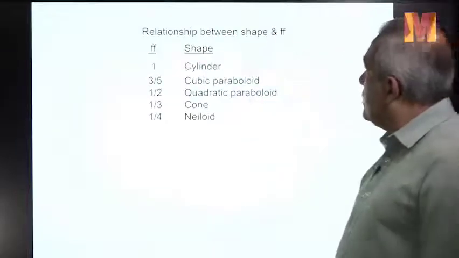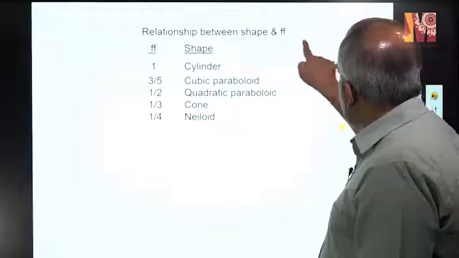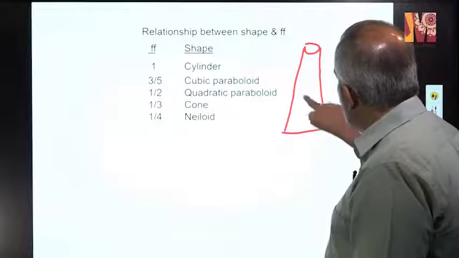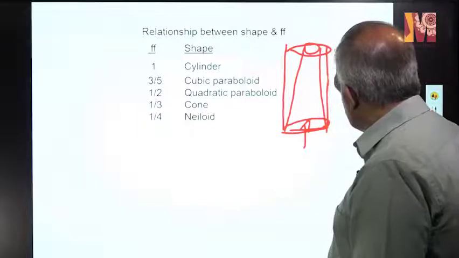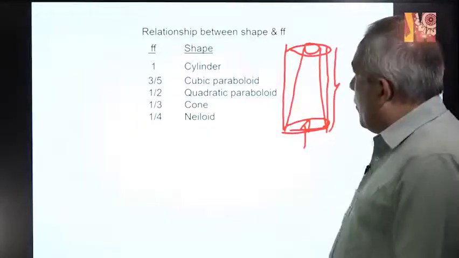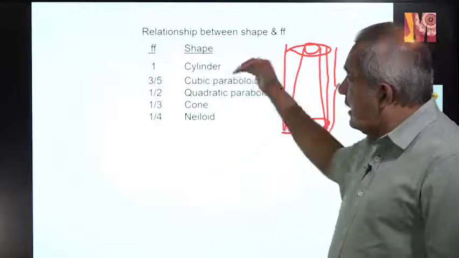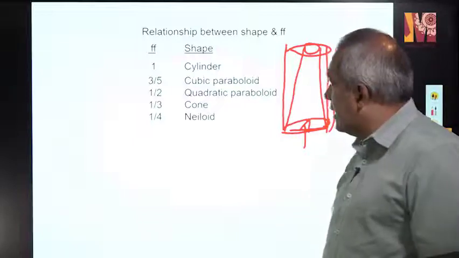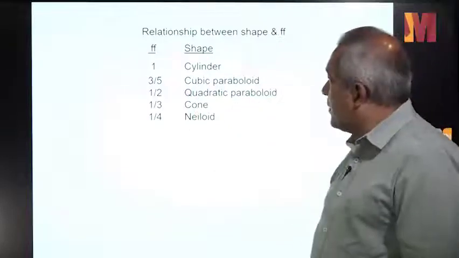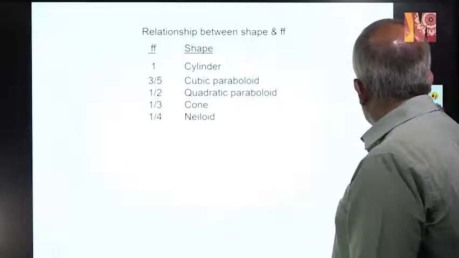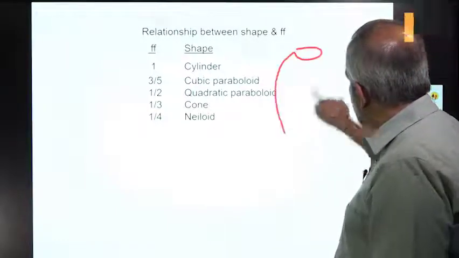And the relationship between the shape and the form factor, I told you earlier, form factor is the ratio of the log volume to the cylinder volume, which has the same area at the base and same height. Now, if the form factor is 1, it is the cylinder divided by a cylinder. Therefore, the shape is cylindrical. 3 by 5, which is cubic paraboloid. Cubic paraboloid, the shape is like a barrel, something like that.